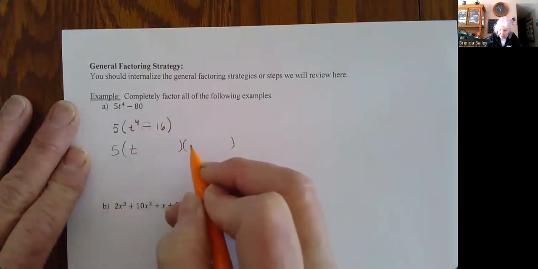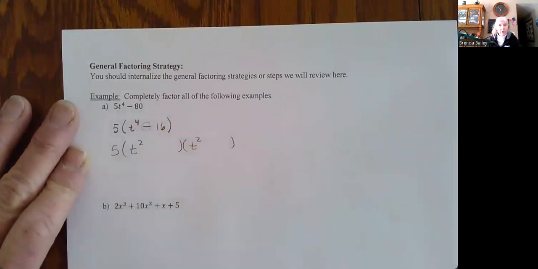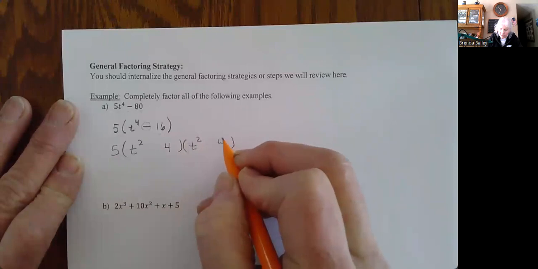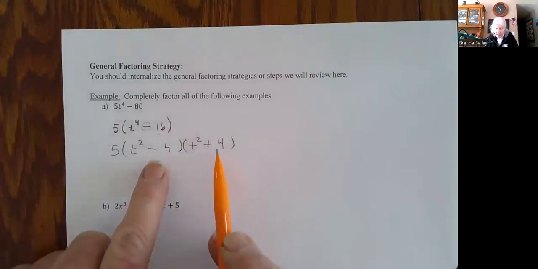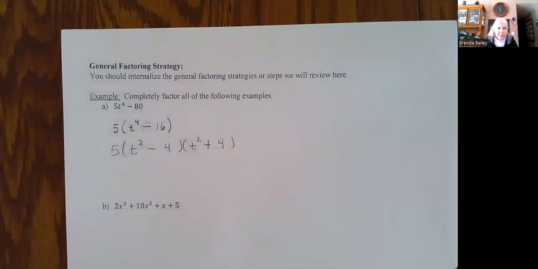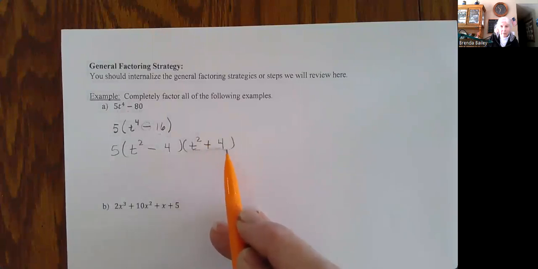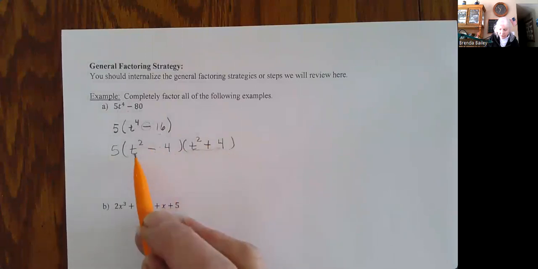So t and t. T squared times t squared gives you t to the 4th. We'll have 4 times 4 gives you 16. When you're missing that middle term, these have to be equal in here, but opposite. All right. Are we done? Well, this one is done. We consider that a prime. T squared plus 4. We're done with that one. But this one can be broken down because it's a difference of 2 squares.